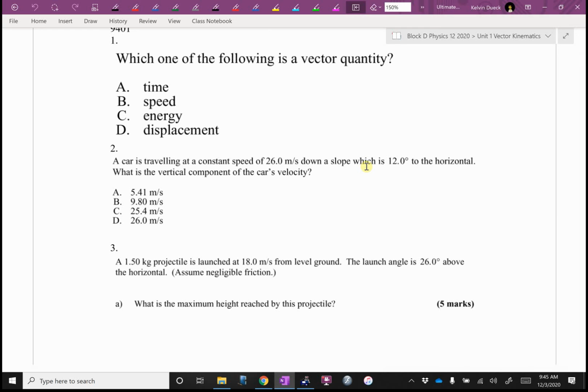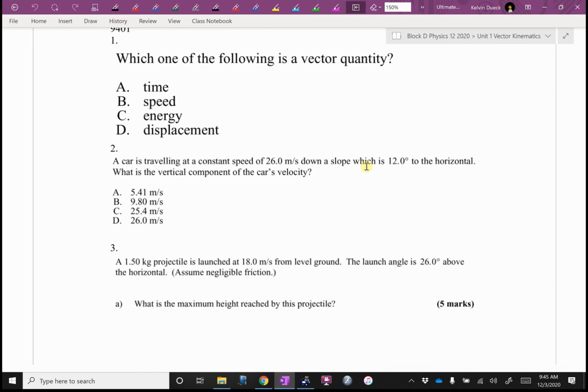Remember, I've put a full showing all my steps handwritten answer key on my website. What's my website? pitmath.com. If you go there, click on Physics 12, click here for today's notes, and go to Block D, Unit 1, Kinematics. You'll see there's a PDF file where I showed all my steps.